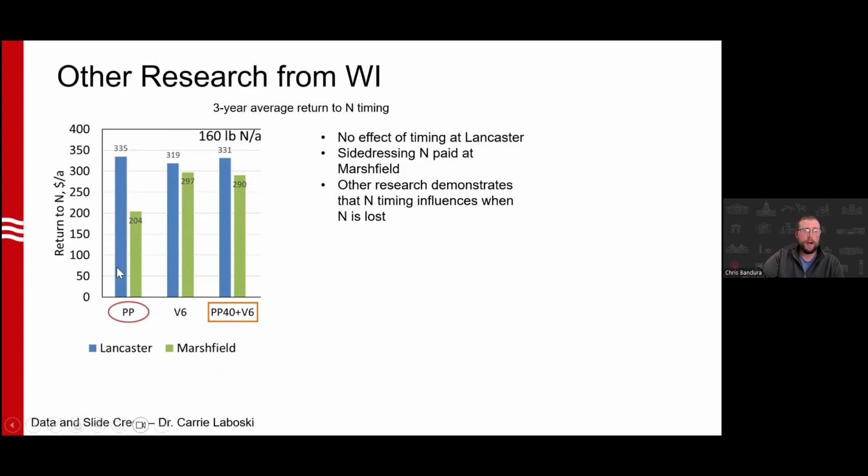So blue bar is Lancaster, that well-drained soil. Green is Marshfield, the poorly drained soil. You can see quite a difference in profitability at planting versus these other timings. So at Lancaster, no difference in profitability. Didn't matter, just get the N out there. At Marshfield, again, the split or single in season definitely paid the bills a lot better than the N applied at planting.